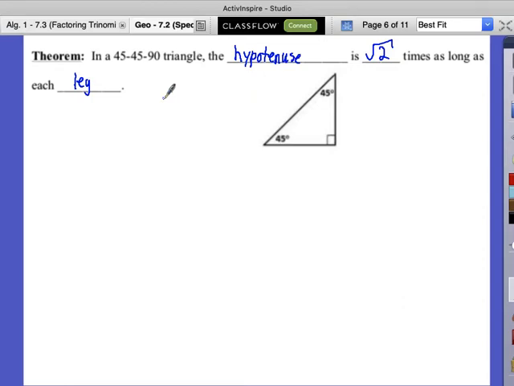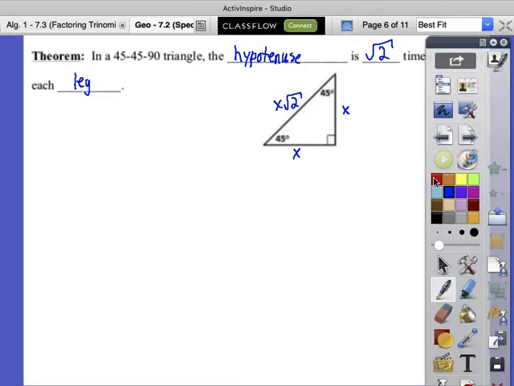Now I want you guys to draw this little map with me, so to speak. So on this 45, 45, 90 triangle, if I have this leg and it's x, what would my other leg be? X. Okay. Now what would my hypotenuse be? Y. Or how can I say it in terms of x? X times square root of 2. Because whatever this is, we're just going to multiply by the square root of 2.